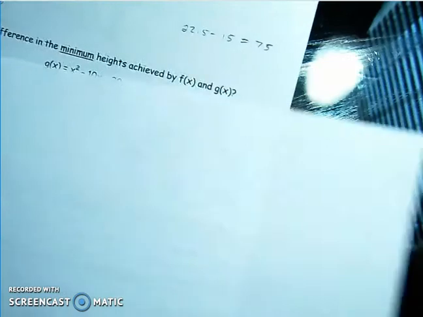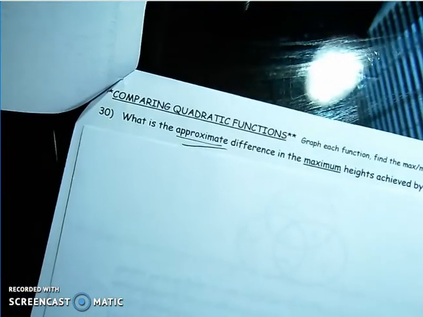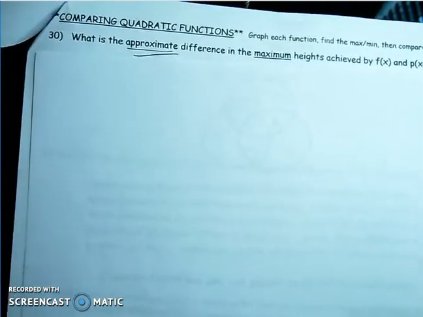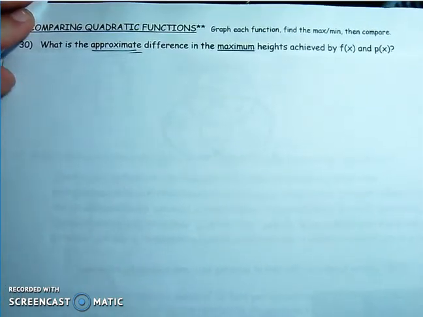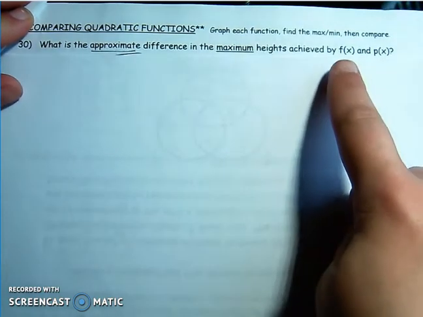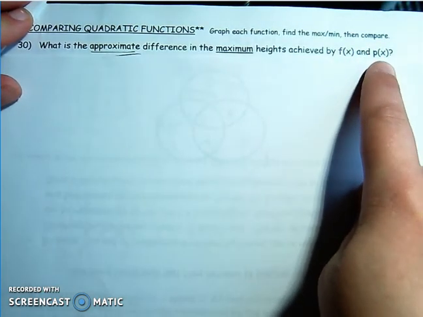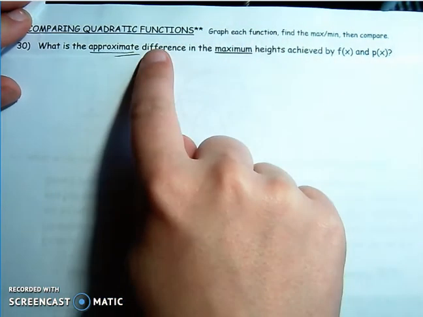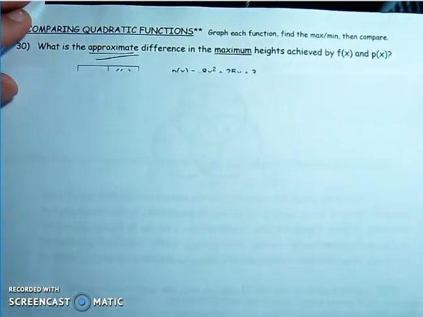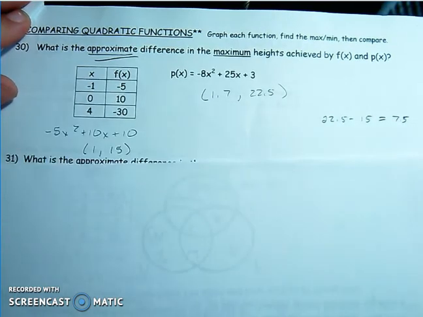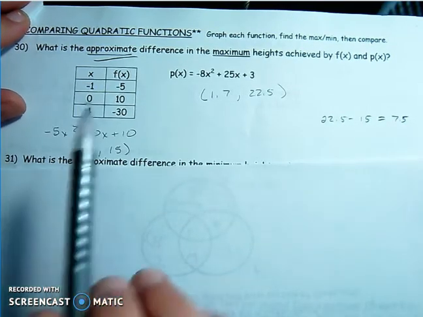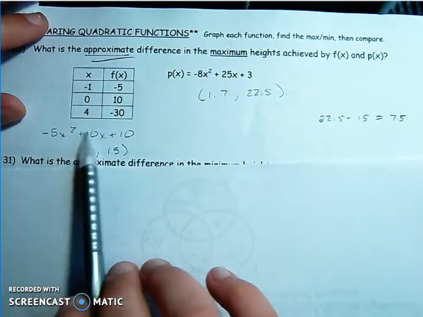Next, you may be asked to compare functions. So when it says approximate, remember that means we are rounding. So you're going to approximate the difference between the maximums of f of x and p of x. That means you're going to do f of x minus p of x, because that's the order, and difference means to subtract. You are given an equation in a table, so the first thing you have to do is find their maximums.